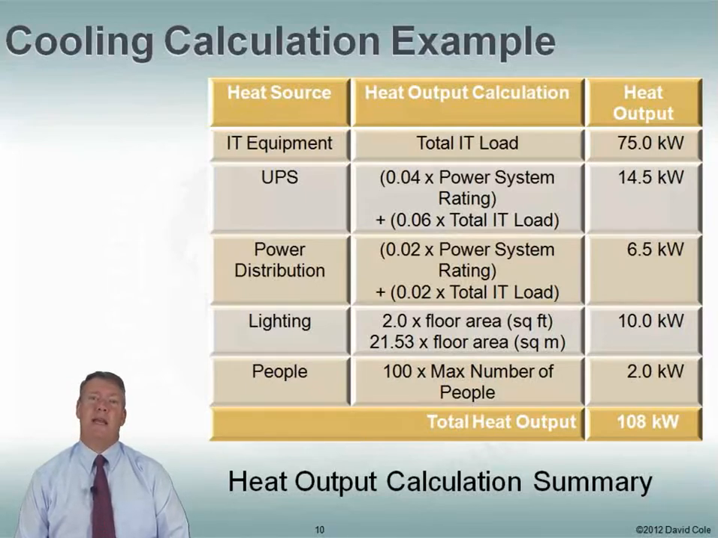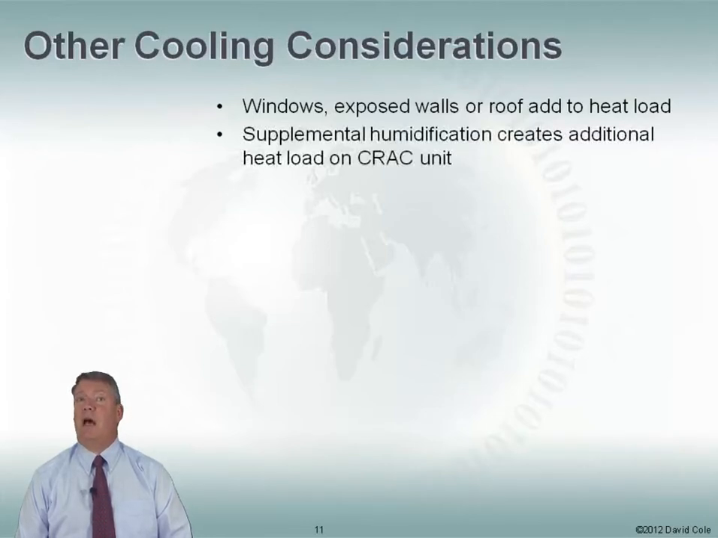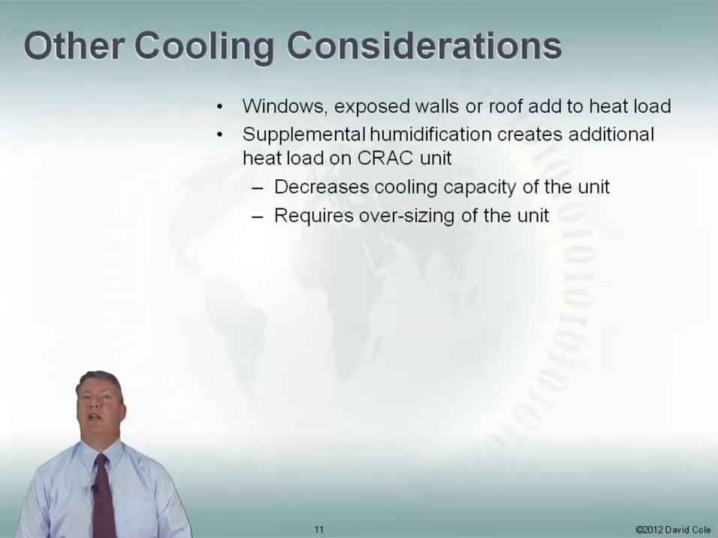Now remember, this total heat output does not include anything like redundancy, right? So I may need some additional units to be able to provide that redundancy. Other cooling considerations: if I have windows, exposed walls, or if I'm on the top floor and I have a roof, those may add to my heat load. I may need to do some supplemental humidification. When I do that, that does create additional heat load on my CRAC unit.